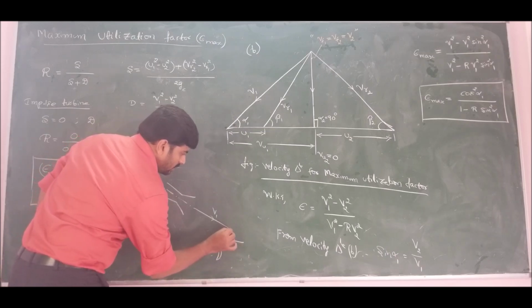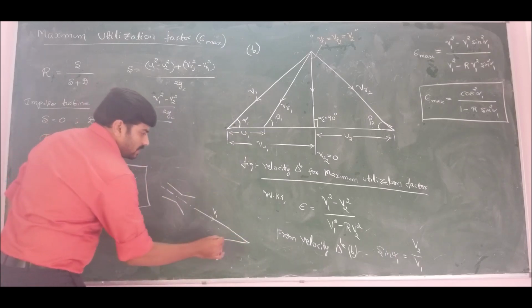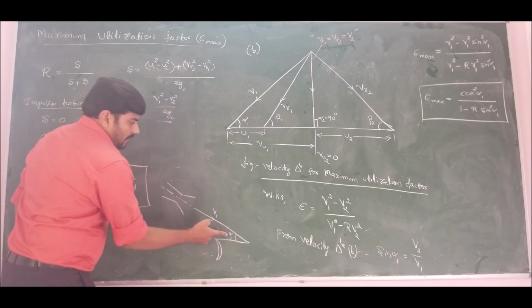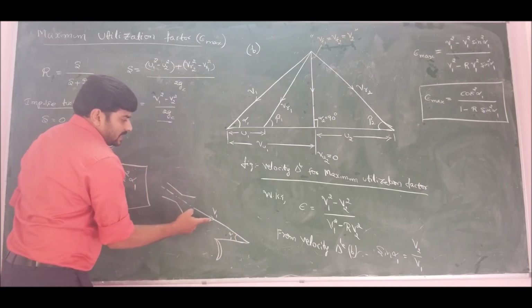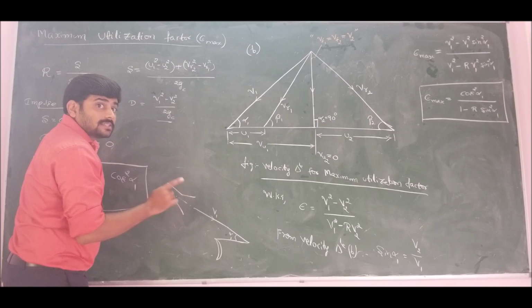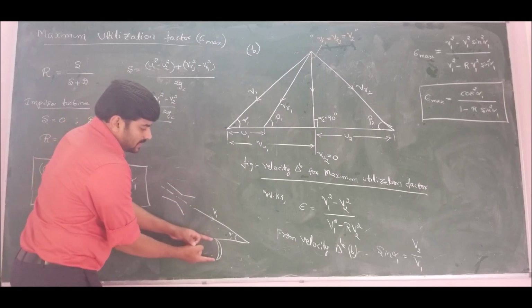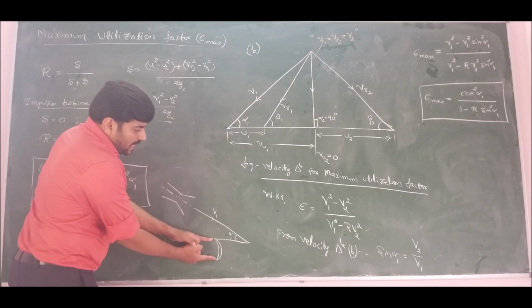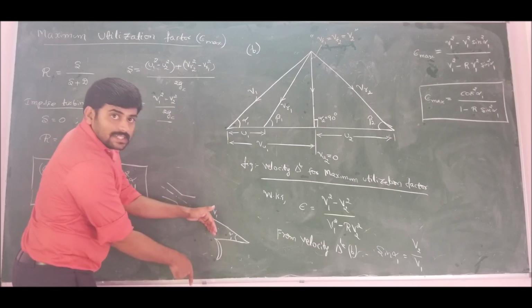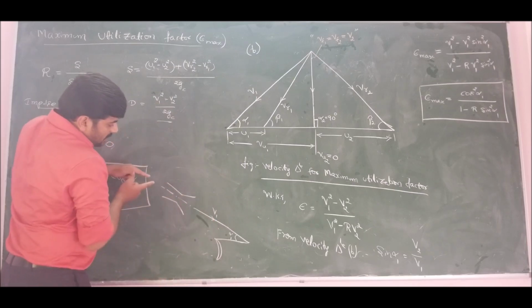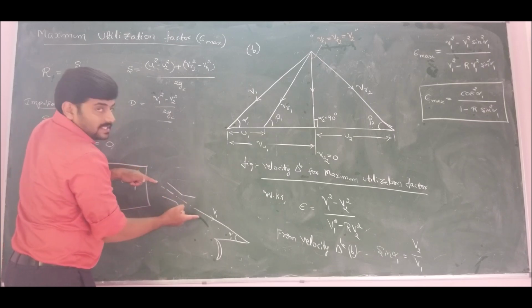So if I measure V1, this is alpha 1. Alpha 1 is the inlet nozzle angle. It is not the nozzle inlet angle. Inlet nozzle angle, in the sense, we are speaking with respect to the blade. For the blade, this is the inlet and this is the discharge, whereas for the nozzle, this is the inlet and this is the discharge.